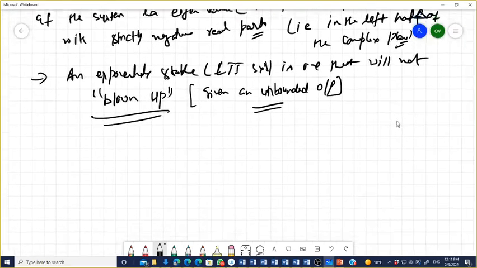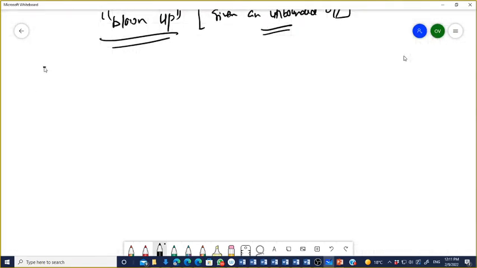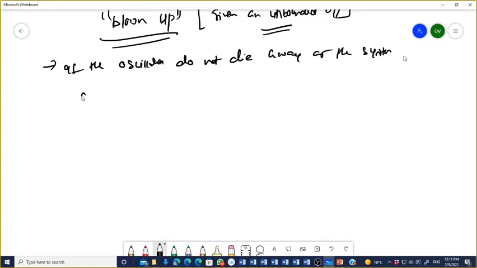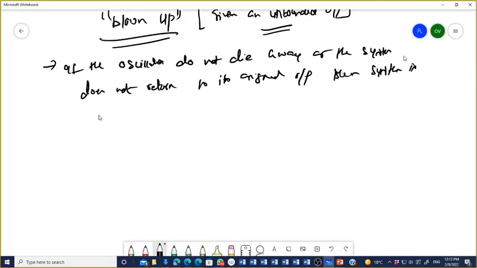Now, there is another term which comes into the picture. First of all, I want to discuss marginally stable. If the oscillation does not die away, or you can say the system does not return to its original output, then the system is known as marginally stable. Yes or no? Marginally stable. Okay. Another term that will come in control theory is asymptotically stable.